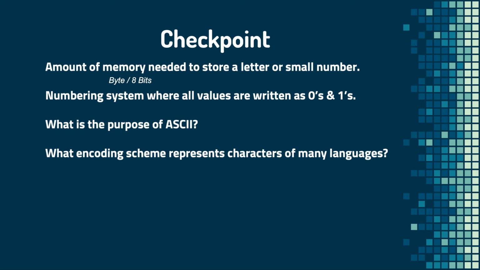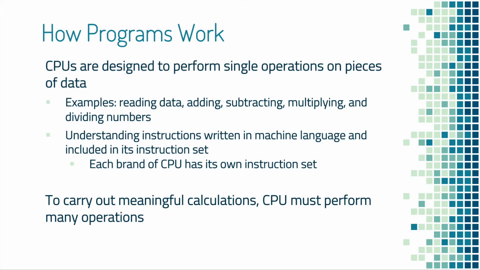Now we ask the question, what numbering system uses all of its values as zeros and ones? That's the binary system. We ask the question, what is the purpose of ASCII? ASCII is used to represent English letters, numbers, and symbols. And if we want to encode the characters of many languages, we're going to use what's called Unicode. Okay?